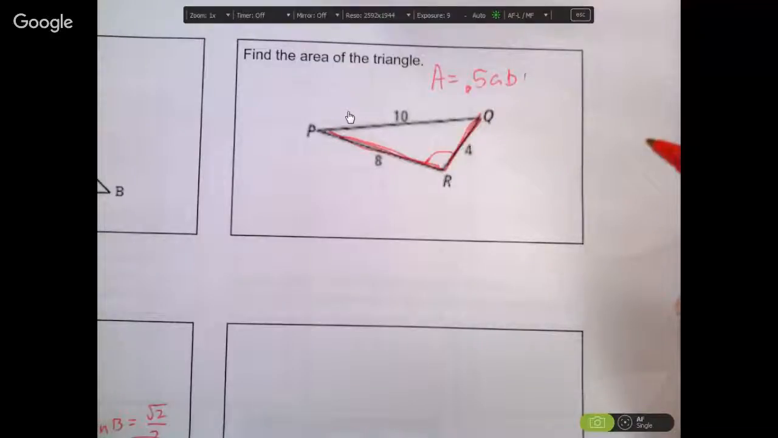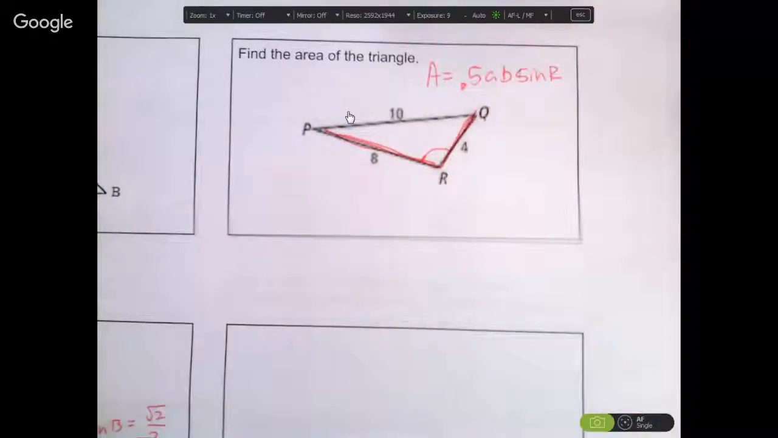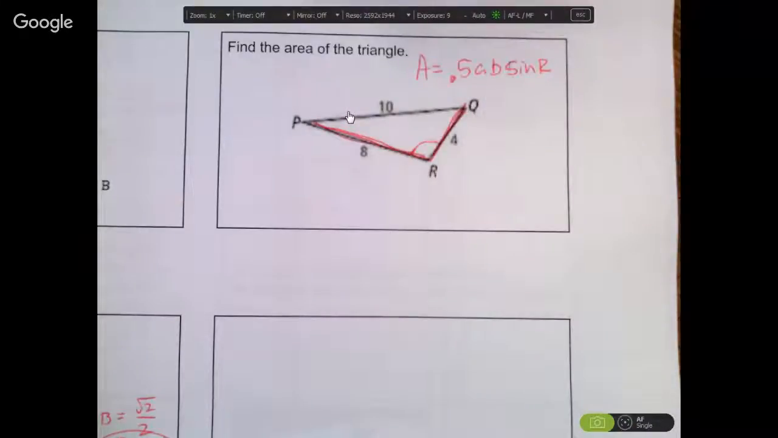But cosine has nothing to do with area. So it's sine of R. It's multiplication, right? Wow, that is confusing. Look at your notes from 8.3. It's not a right angle symbol. Help me make sure I wrote that right: 1/2 AB sine of R. AB would be these sides. Did I write it right? Yeah.